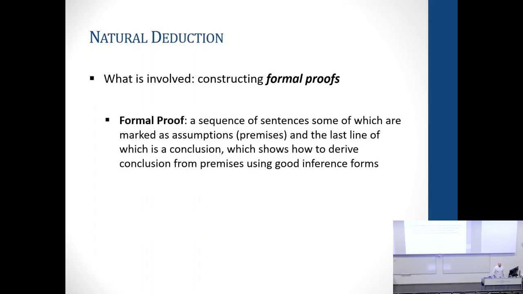Okay. So what do we do with natural deduction systems? I already gave the game away. We build proofs. We build formal proofs. And a formal proof is literally just a structure of sentences, right? It starts with some that are marked as premises or assumptions. It has a last line, which is the conclusion, and it's going to have some rules or indications to show you how you're getting from the premises down to the conclusion.